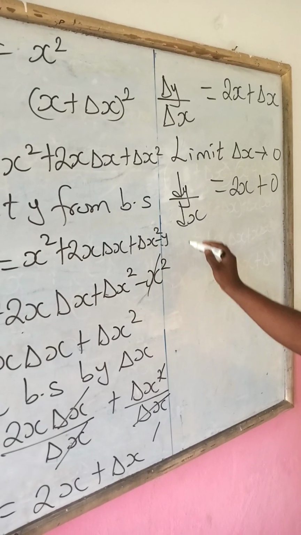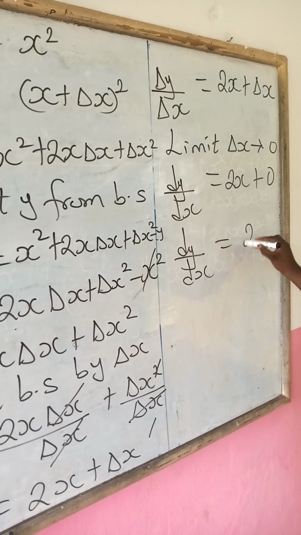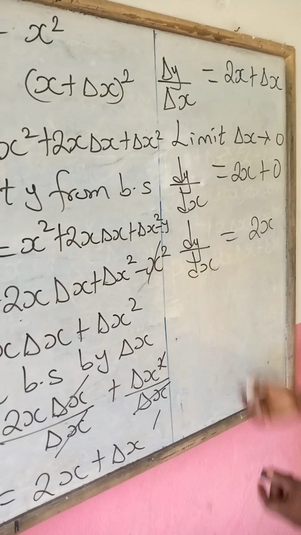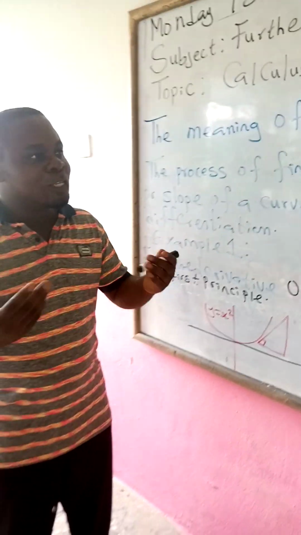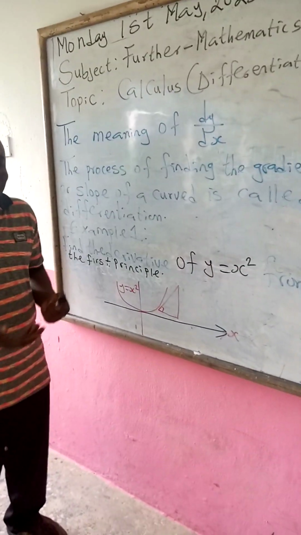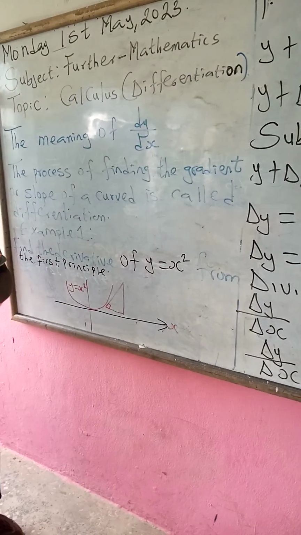Plus 0. So my dy/dx equals 2x plus 0, which will give you what? 2x. So everybody can see that differentiating from first principles is very easy to solve. It's just for you to follow the rules. Let's solve another question using the first principle so that you can understand what I've done.